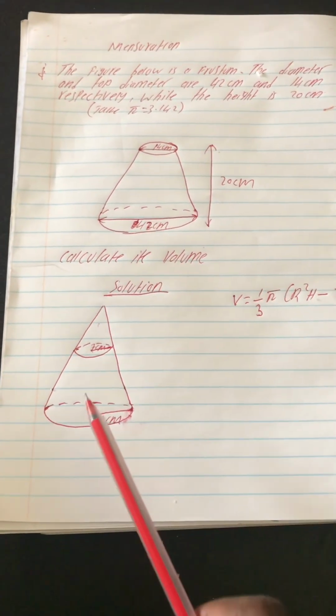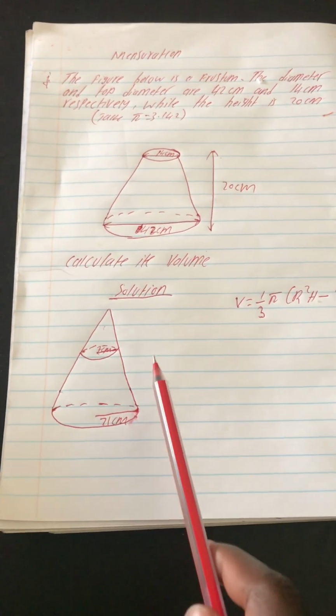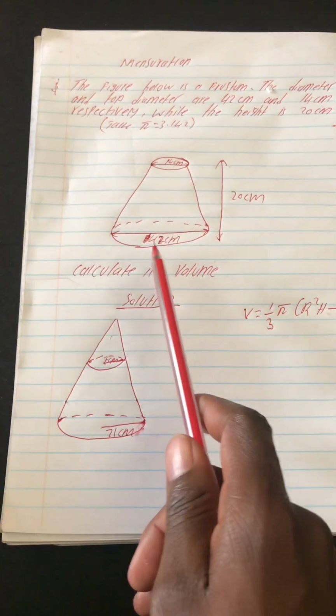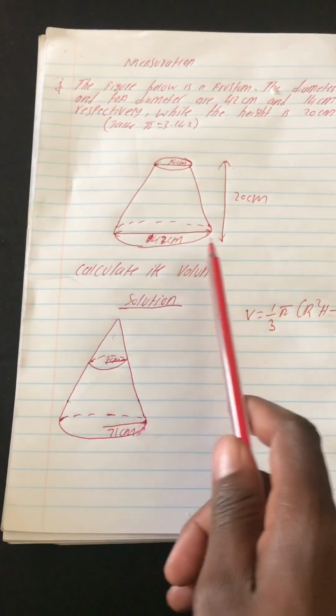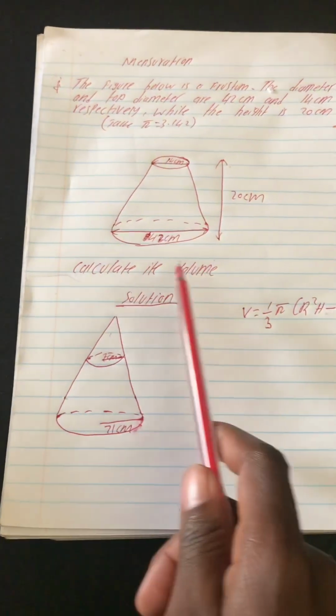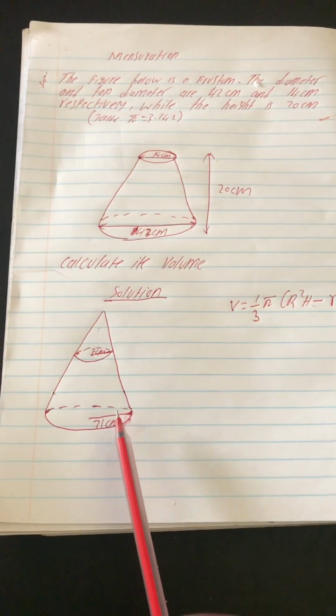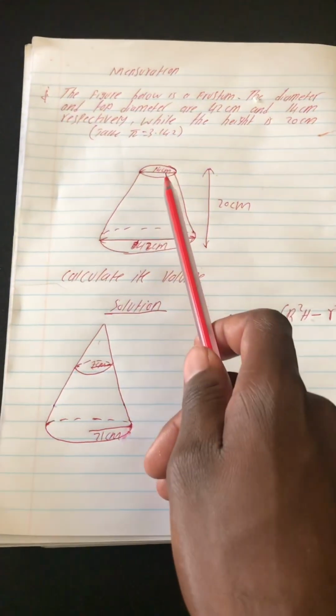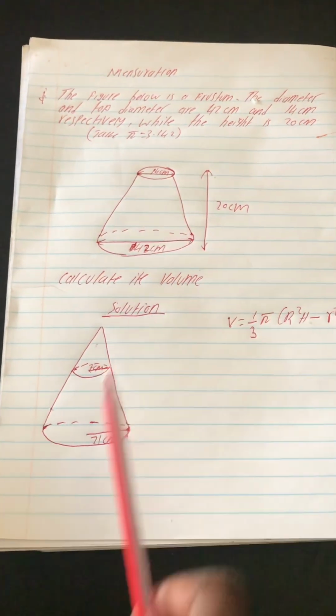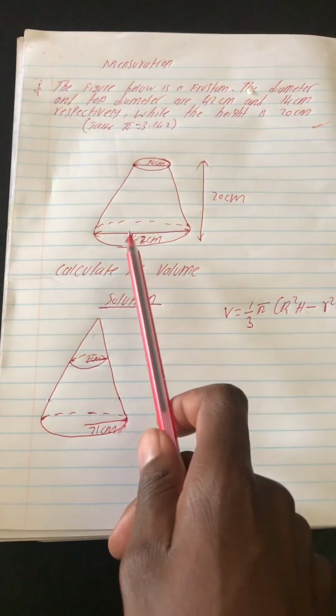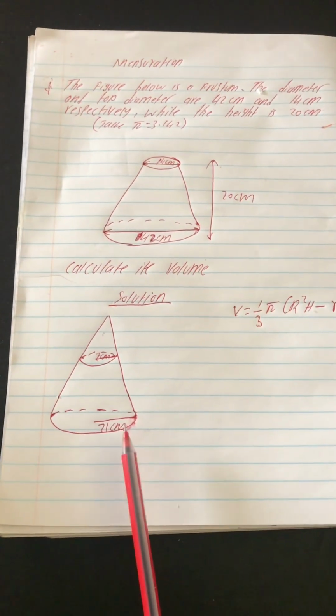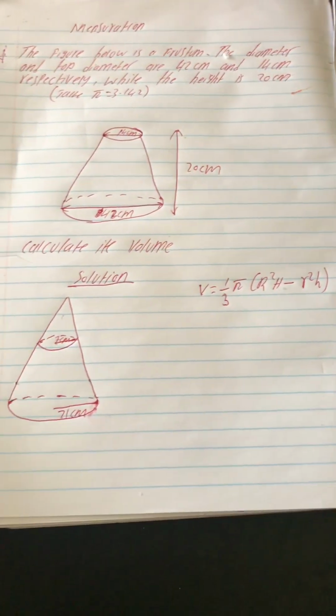Radius, this is half of the circle's diameter, while the diameter is the straight line across the circle. This is the diameter, and this one is the radius. So we need to divide: 14 divided by 2, we're going to have 7. 42 divided by 2, we're going to have 21. So this is the formula.